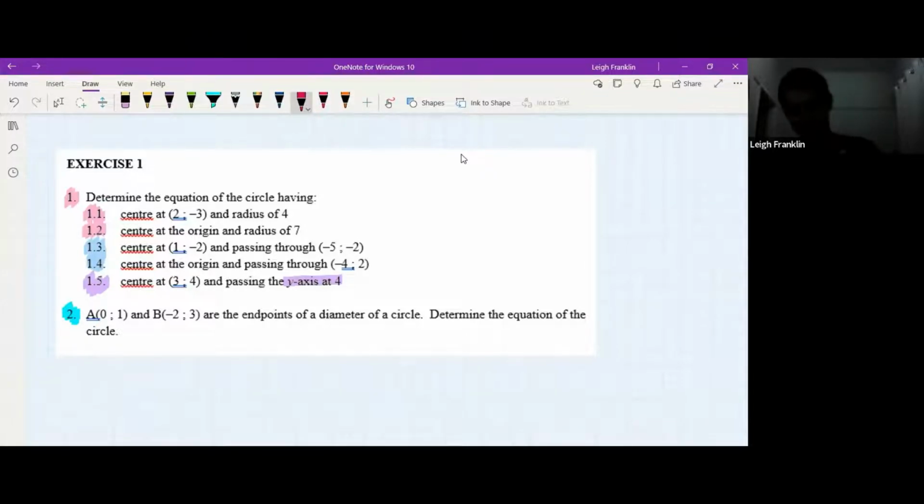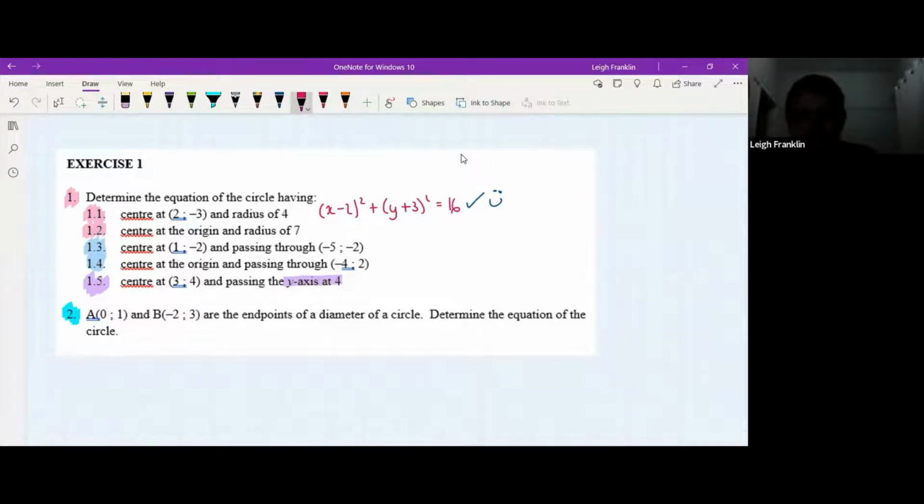I got open bracket x minus 2 close bracket squared plus open bracket y plus 3 close bracket squared equals 16. That's what I got as well. Okay, so I think that's perfect. Well done. Lovely. Thank you for sharing your answer with us. That's great work. All right, anybody want to share 1.2?